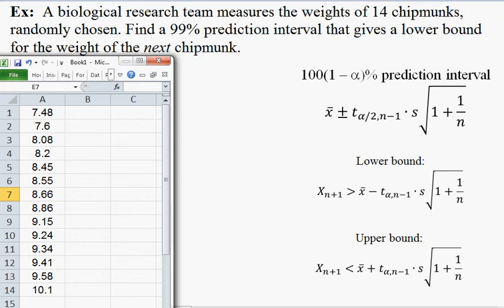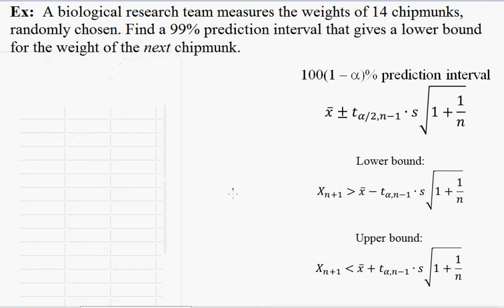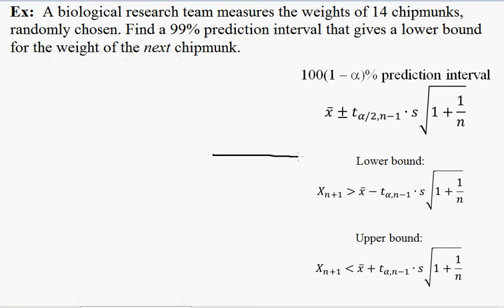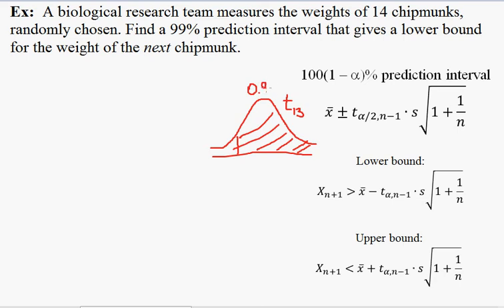Okay, so in this question, it's find a 99% prediction interval that gives a lower bound for the weight of the next chipmunk. So for this problem, the general picture is we have a t distribution with 13 degrees of freedom. And in this case, I want a prediction interval that gives a lower bound. So a number here, so it's at least that much. So I want the area to the right here to be equal to 0.99.